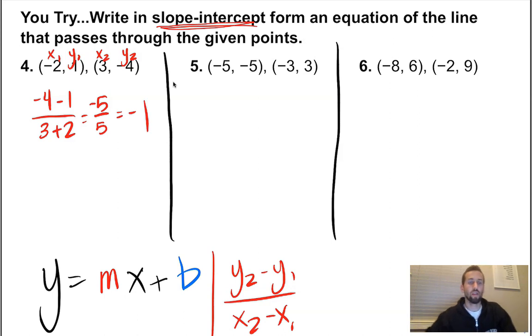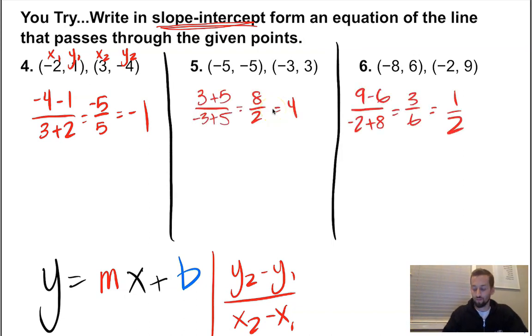All right, and again, I'm going to pause the video. You can check my answers, make sure I didn't make any mistakes on 5 and 6, and we'll go from there. So you can see the answers for the slope here for 5 and 6. You get 4 and 1/2. Again, you could pause, double check my math, make sure I didn't do anything wrong there.